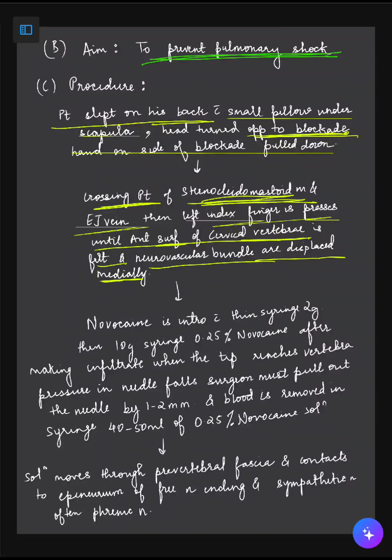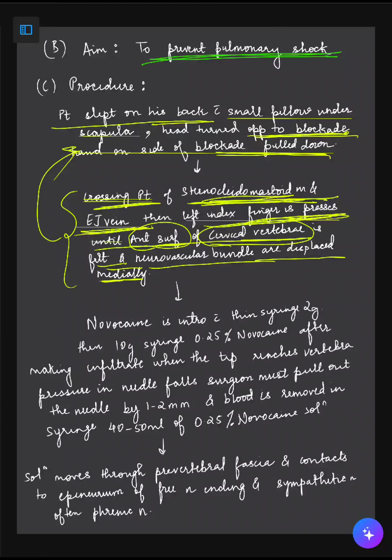On the neck, near the sternocleidomastoid muscle and external jugular vein, they check the crossing point. How is this crossing point seen? Because of this process: when the head is turned to the side opposite to the blockade and the hand is pulled down, we check the crossing point of the sternocleidomastoid muscle and external jugular vein. Then the left index finger is pressed until the anterior surface of the cervical vertebrae is felt, and the neurovascular bundles in this region are displaced medially.